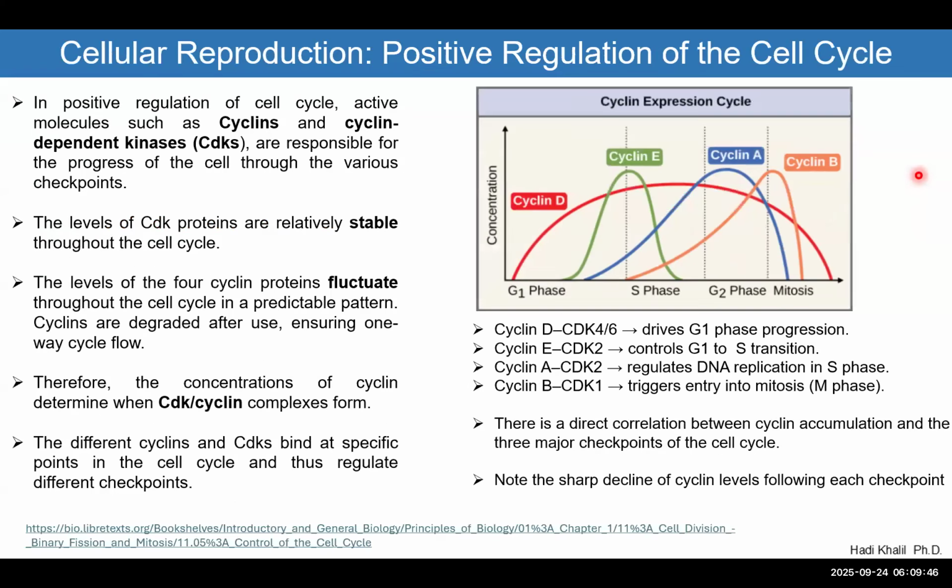Because as we said in the previous slide, the CDKs are stable, so their levels are kind of stable. But the cyclins are the ones that fluctuate. So you could imagine if you want to block G1, you can simply block cyclin D. And if you want to block the transition of G1 to S, you will block cyclin E.